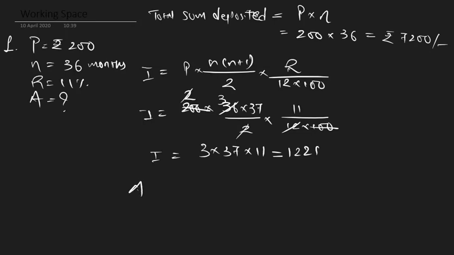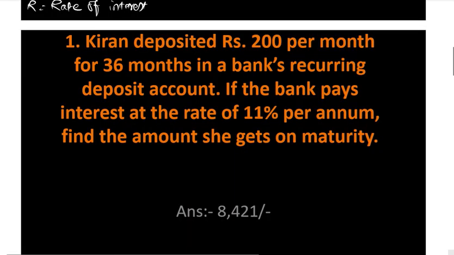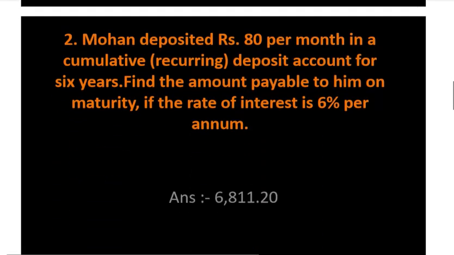So amount is total sum deposited, that is P into N, plus the interest. P into N is 7200 plus the interest which you are earning is 1221. So the total amount on maturity will be rupees 8421, right? So this is the answer for the first one. Let's check the answer. Yeah, 8421 is the correct answer. Let's go to the second question.